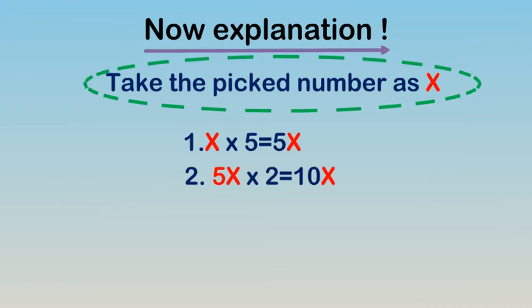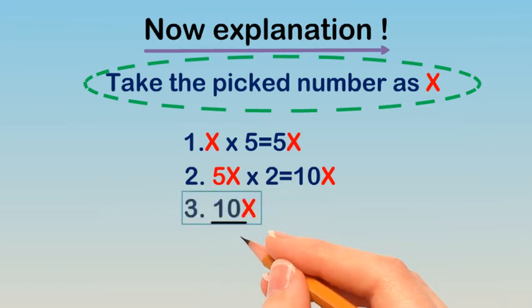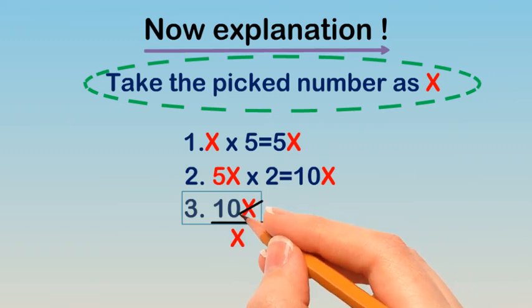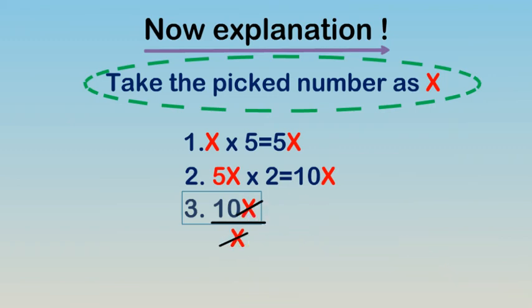Third step, then divide 10 times x by x. In this step, x gets cancelled, so the effect of x is not there anymore. Then you know the answer at the moment should be 10. Now you can do anything to the answer. I told you to subtract 9 from the answer, and you all got 1. But if you got this trick, you can do this magic in different ways.